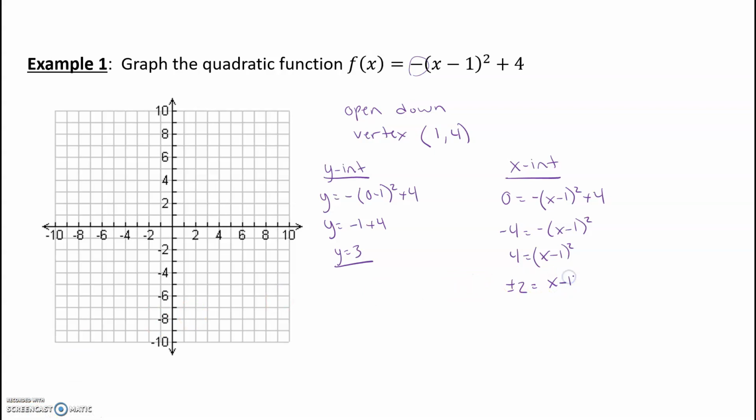And then your last step is just to add that 1 over. So we have 1 plus or minus 2. So we've got x equals 1 plus 2, so x equals 3. There's one of them. And x equals 1 minus 2, so -1.